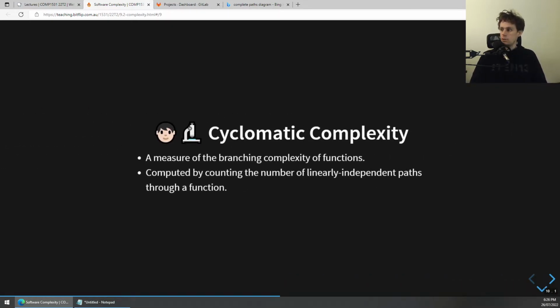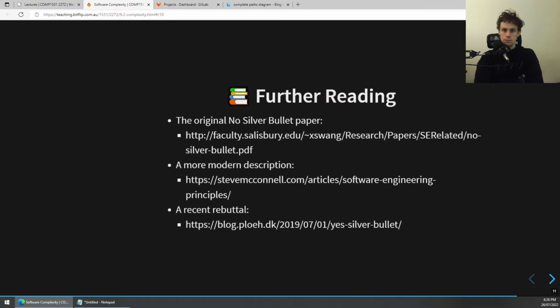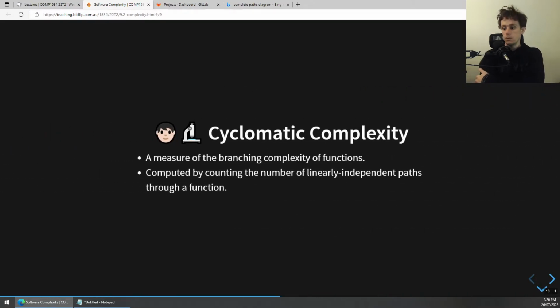And now we got onto the last bit, which is cyclomatic complexity. Cyclomatic complexity is a topic introduced by an old colleague of mine. It's a very interesting topic. I wasn't too familiar with it. They come from a programming languages background, which is quite interesting because they're able to think about software a bit more theoretically than myself. But cyclomatic complexity is essentially a measure of the branching complexity of functions.